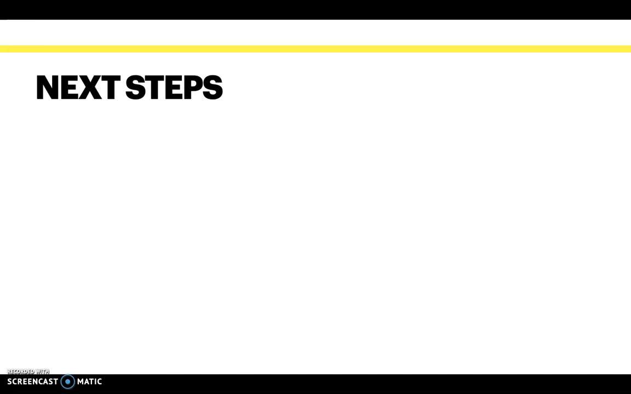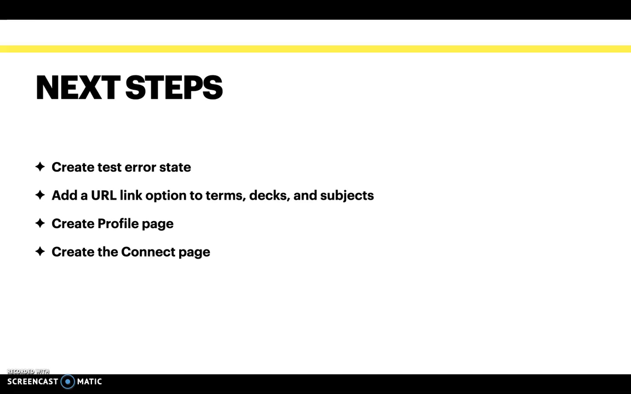Moving forward, our next steps include creating a test error state message that the user will receive if they choose to view their answers in real time while testing. It is important to get this UX writing correct so that the user does not feel disheartened or frustrated while using this feature. We would also like to add a URL link option to terms, decks, and subjects, allowing the user to link quick access to course material, documents, videos, or study tools of any kind. This would enhance the user experience and their resources available.